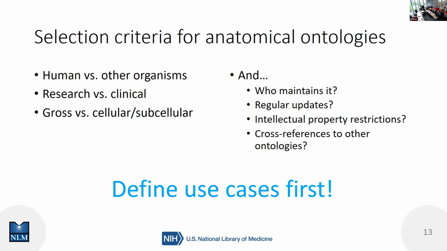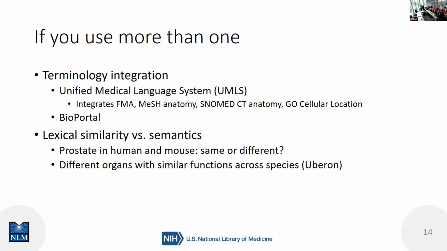Are there any inter-property restrictions? And do you need to pay attention to this? And are they already developing cross-references? Otherwise, you may be left having to do that yourself. If you use more than one, you will need to integrate. And I'm not saying too much about this because Jonathan already showed you how the UMLS helps you do this. Go across FMA, MeSH, SNOMED, and the GO cellular locations that are the four major ontologies of anatomy that are already integrated in the UMLS.